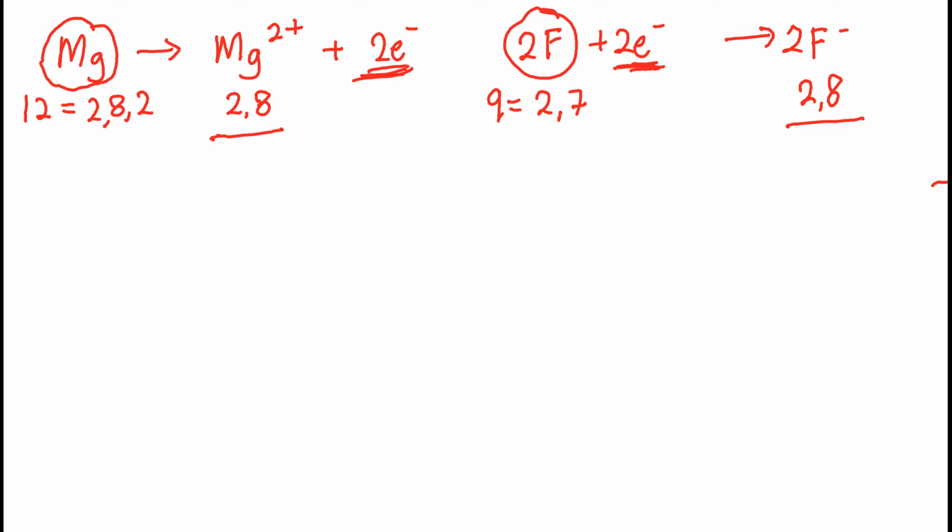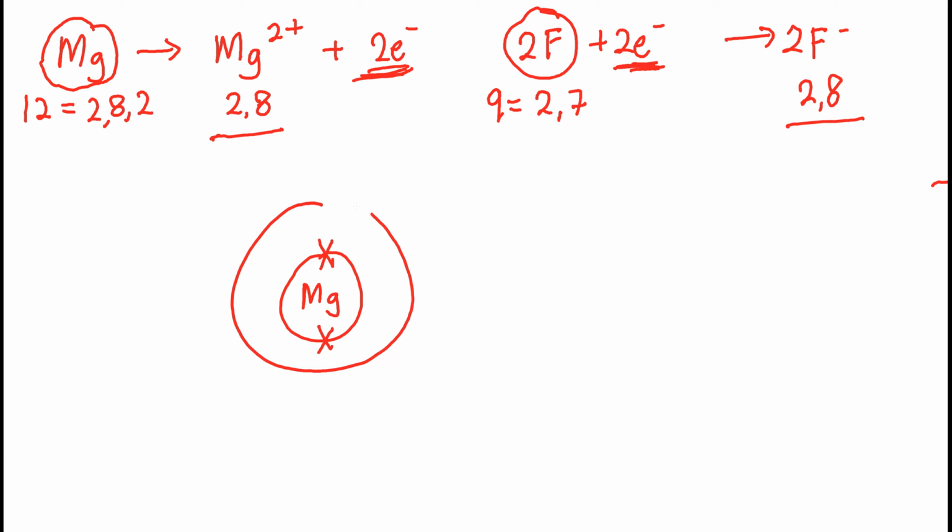So now let us draw the full electronic structure of the magnesium fluoride compound. First, the magnesium ion has 2 electrons in its inner shell and 8 electrons in the outermost shell.